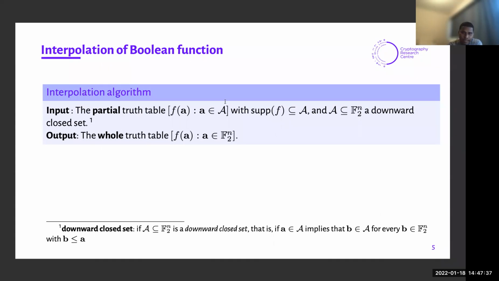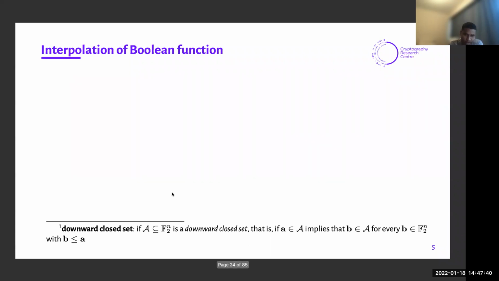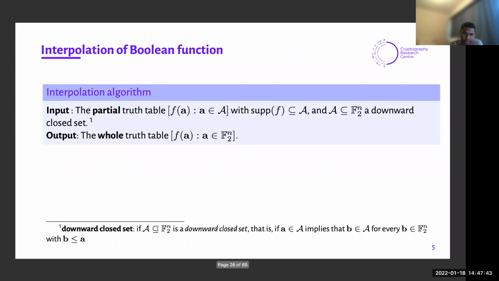Additionally, we require that the set of vectors satisfies a condition here. I'm not going to go into the detail of what this condition is, but it's not for all sets that we can interpolate, only for some sets of vectors. What the interpolation computes here is the whole truth table. So it goes from a partial truth table on a special set to the whole truth table representing the Boolean function. It's a very important procedure.